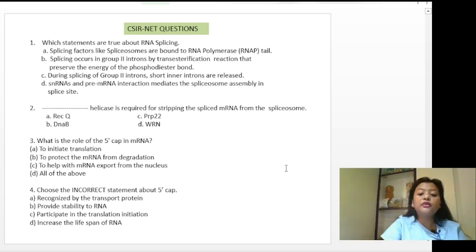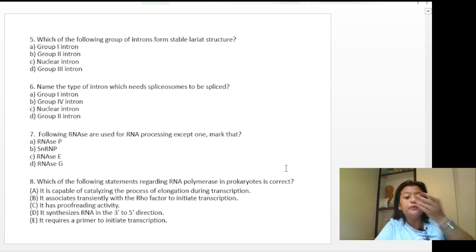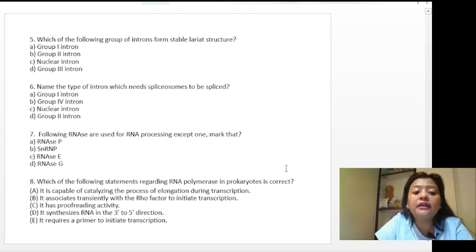Now the other questions out here are the statements about the 5' cap, role of 5' cap, RNA splicing, lariat structures, type of intron, everything I've told you. Again, there are many types of introns. So which type of introns are involved in formation of lariat structure, and the name of the type of intron which needs the spliceosomes to be spliced. So this all you have to do and give your answer.